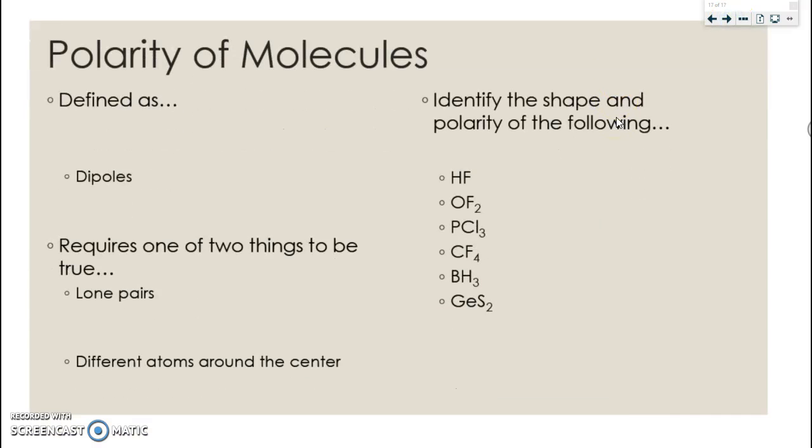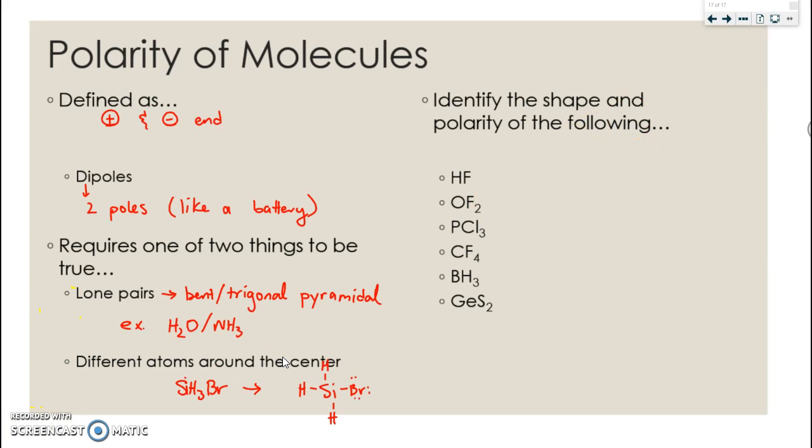The final thing we need to talk about in this unit, within this chapter, is the polarity of molecules. Okay. I'm going to write the definition now. Polarity is often defined as something that has a positive and a negative end, or as a dipole, meaning it has two poles, kind of like a battery.